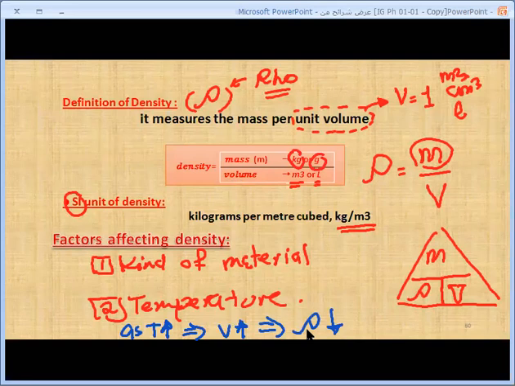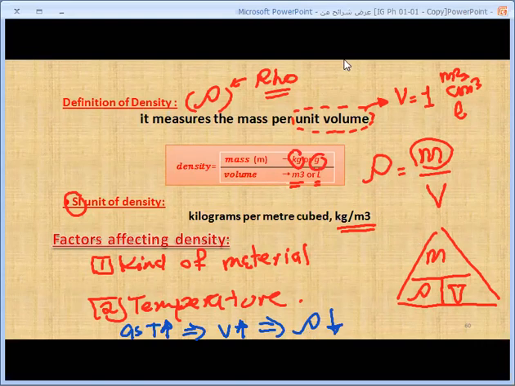If you remember, when we were studying the convection currents, we said that the hot air moves up. Why? Because when it becomes hot, it expands. Then it has less density, so it moves up. Is it clear now? Okay, thank you, Mister. Welcome.